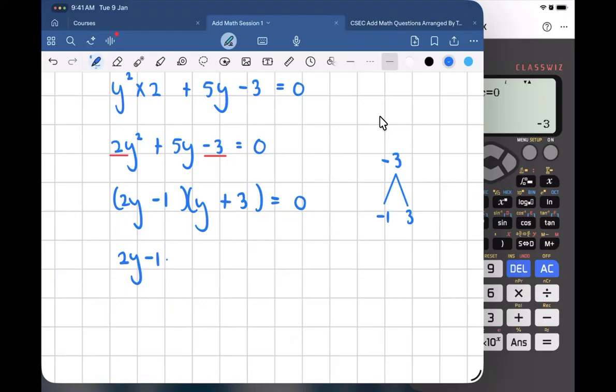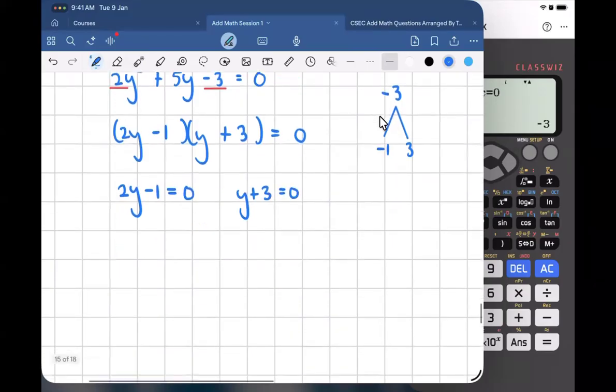So, Serena, let's actually finish this. You're going to have 2y minus 1 is equal to 0, and you're going to have y plus 3 equal to 0. Now, this first solution is going to be 2y is equal to 1. Then you will do what on both sides? Divide both sides by 2. If I do that, I'll end up with y is equal to a half.